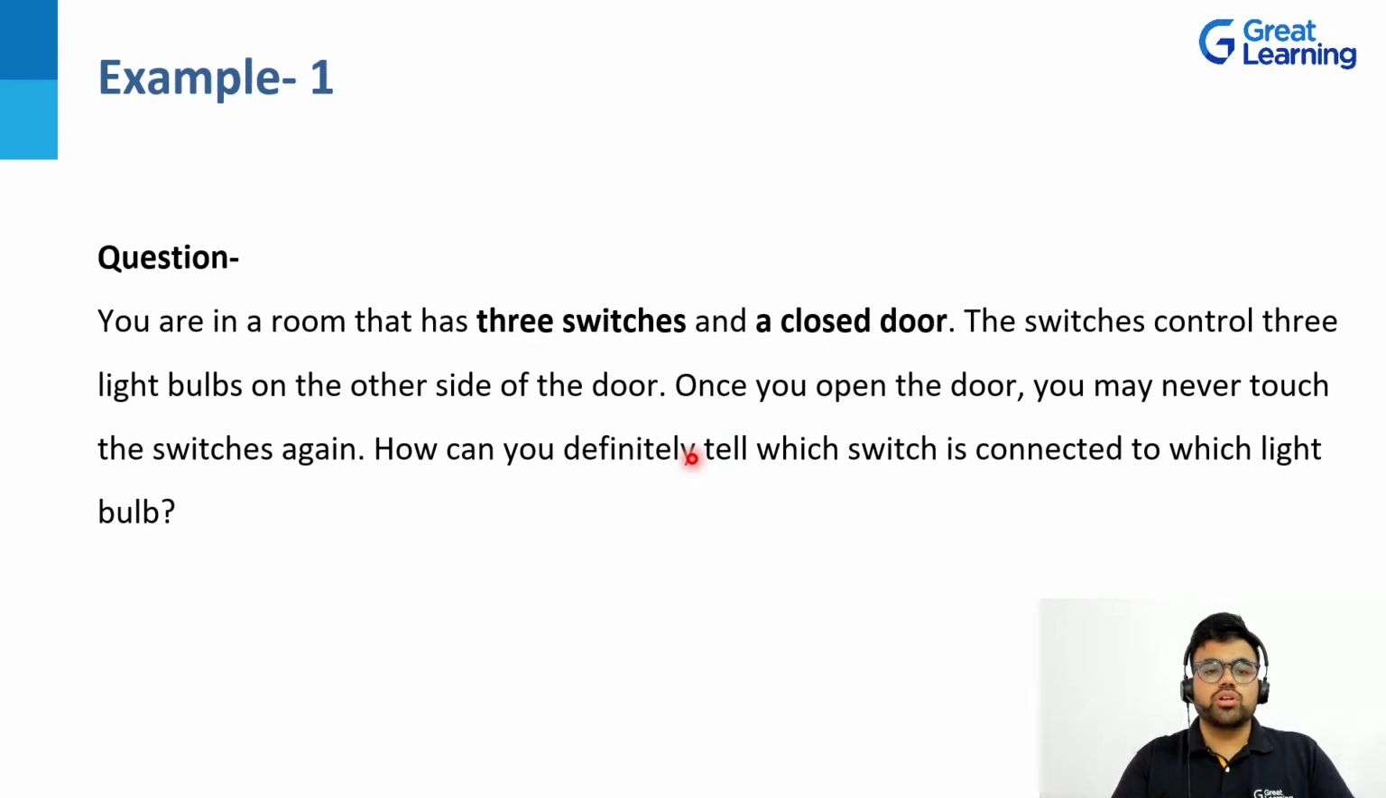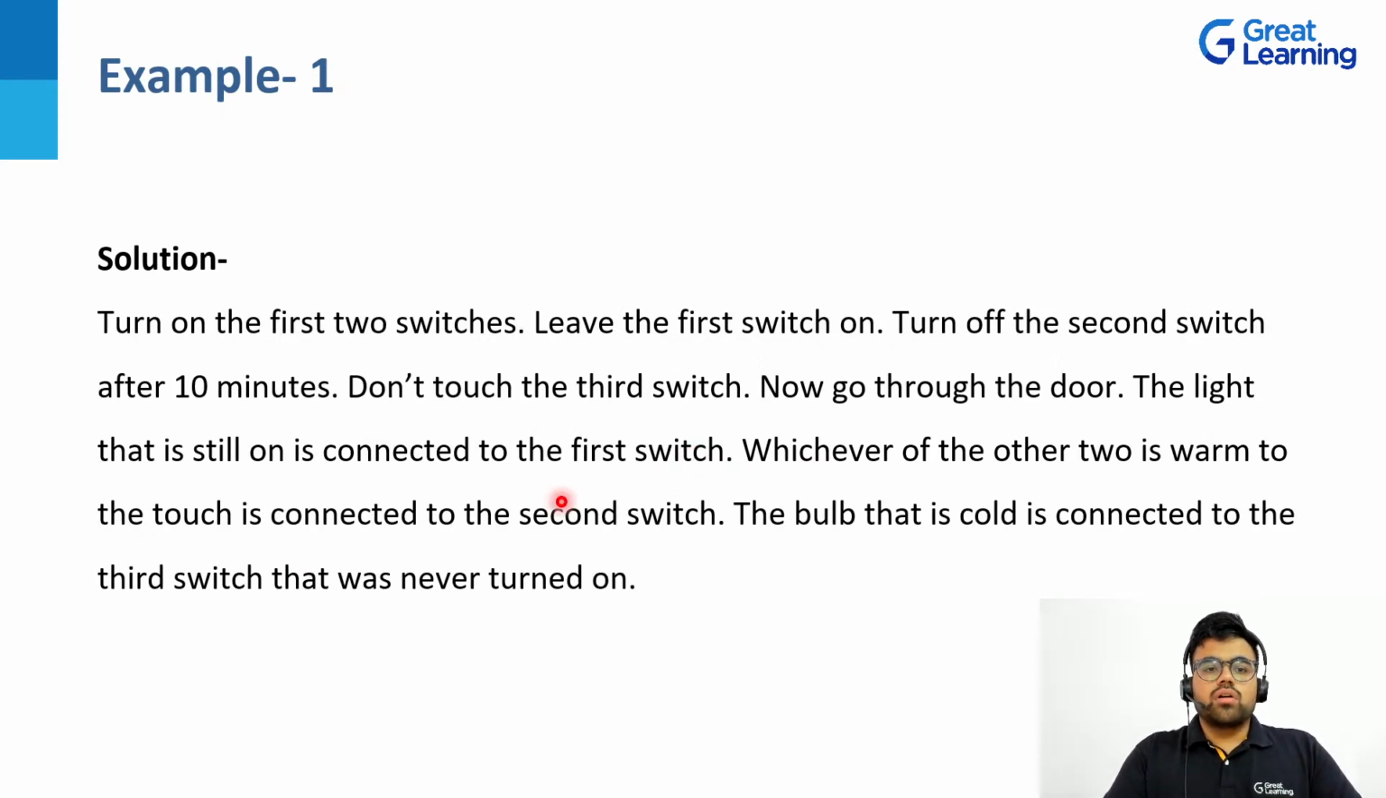What is the process in which you would find that? What is the approach that you would follow? There are three light bulbs, three switches outside, a closed door. Let's see. The approach would be to turn on the first two switches. When the door is closed, we turn on the first two switches. There are three switches, one, two, and three. The first two, switch them on.